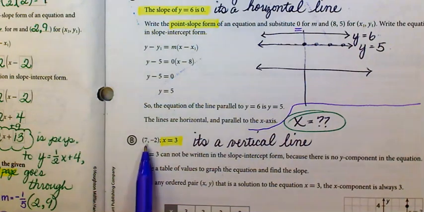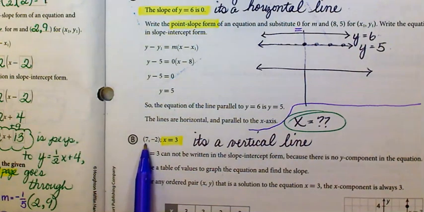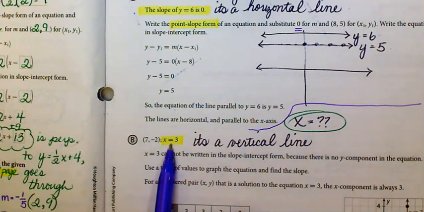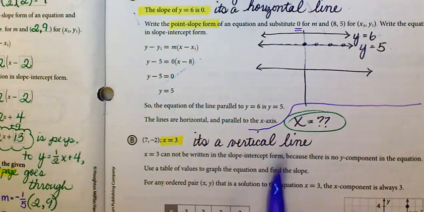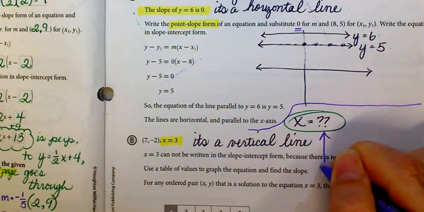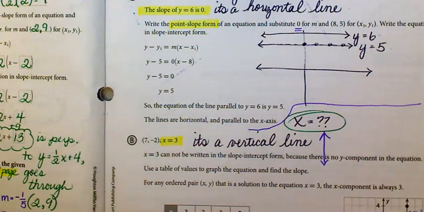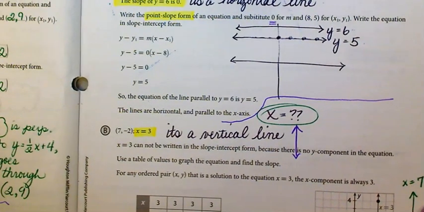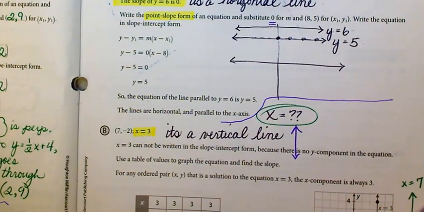They give you a new point, (7, -2), and they give you an equation for a line, x equals 3. If it's x equals some number, remember it's a vertical line. It's going straight up and down. X equals 3 cannot be written in slope-intercept form because there is no y component in the equation. Using a table of values to graph the equation, for any ordered pair (x, y) that's a solution to the equation x equals 3, the x component is always going to be 3.